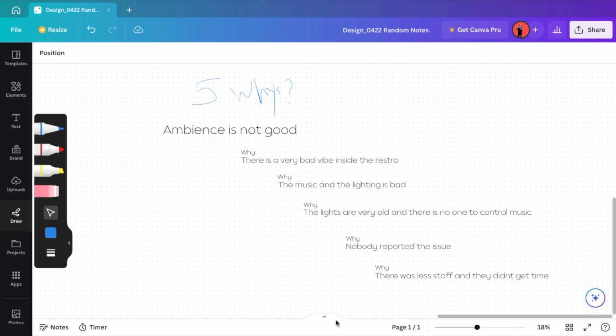So I hope you understood how to use the Ishikawa diagram and five whys to find the root cause of a problem. And from there, your design journey is going to start, or your solution hunting is going to start, right?